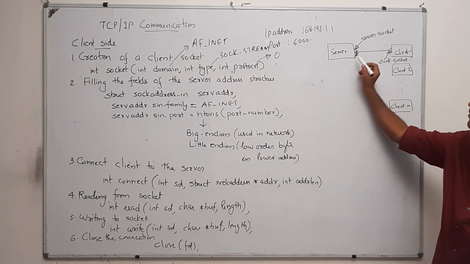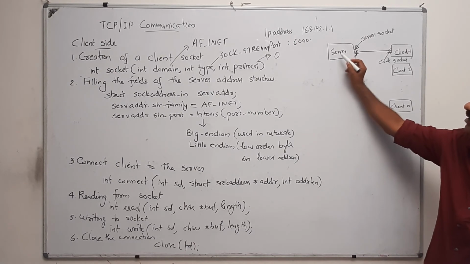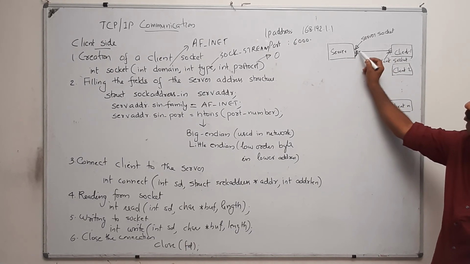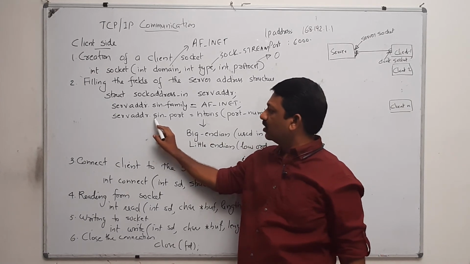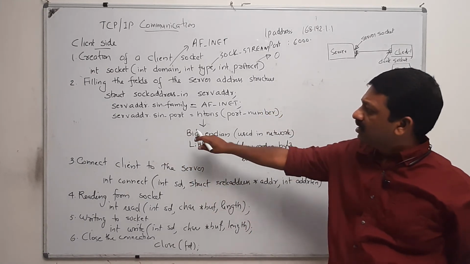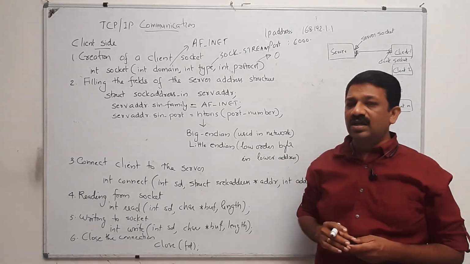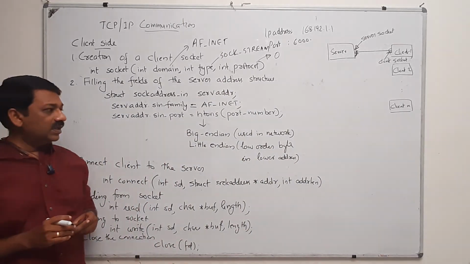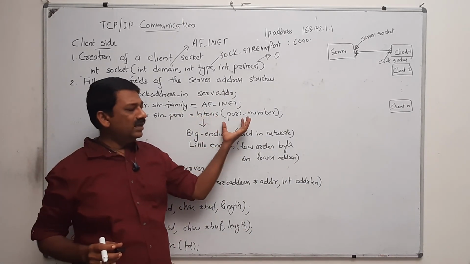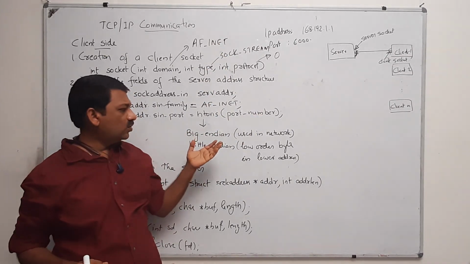Likewise here, for a simple server only one outgoing path is there, but different ports are there. That means server family, port, dot sin port. That means the port you have to set. Here H2NS means host to network translation. That means all the internet or network port is big endian.